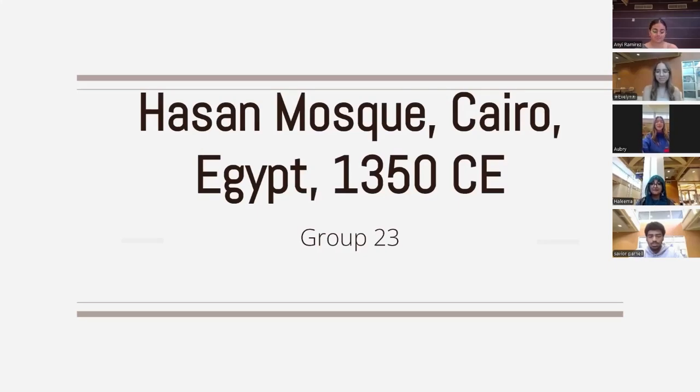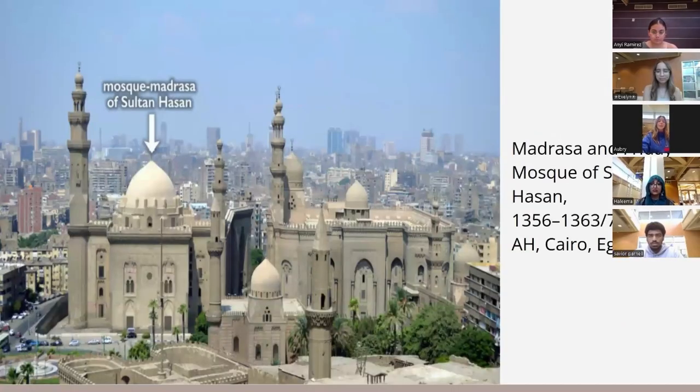This is a breakdown of Hassan Mosque in Cairo, Egypt in 1350 CE. Okay, so this is the exterior, and its plan is oriented toward Mecca, which lies to the southeast of Cairo, and then both the southwestern and the southeastern elevations feature eight vertically aligned windows, and it also has two minarets, which rise along the southeastern edge of the complex.